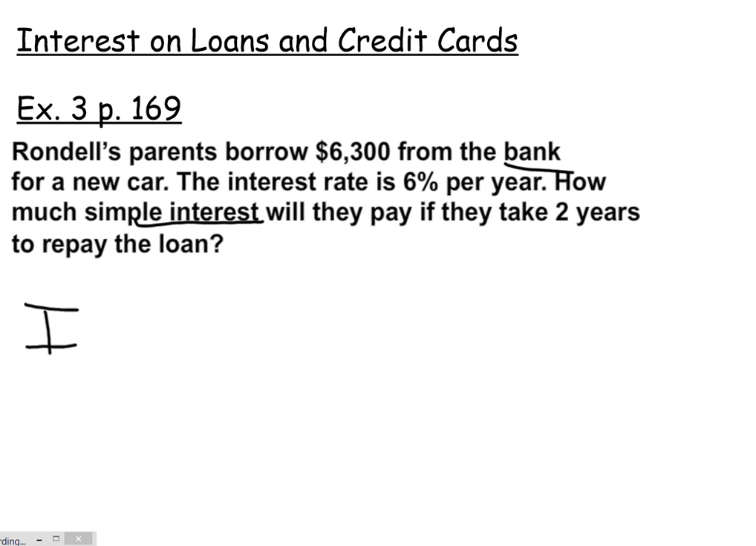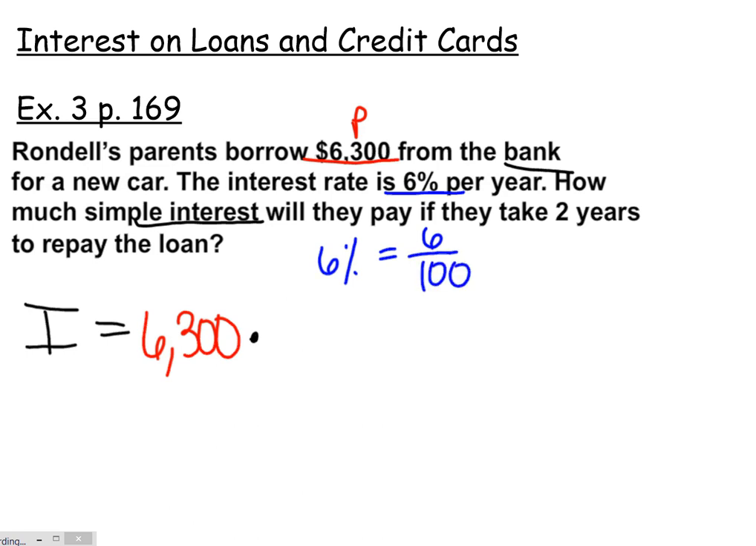Now, the principal is the amount that they borrowed. So principal is going to be in red, and the principal is $6,300 times the rate, which I'm going to put in blue. And the interest rate is 6%. Now, 6% means 6 per 100. When you change that fraction into a decimal, 6 divided by 100 is, think about it like this, move the decimal 2 places to the left, it's 0.06. Test it on your calculator just to double check if you're not sure.